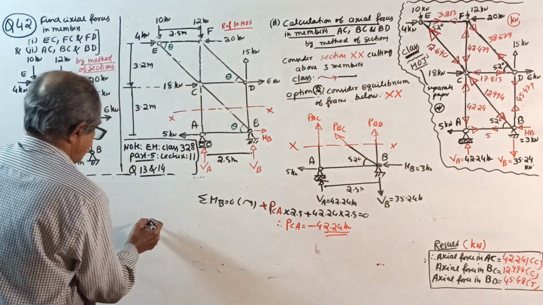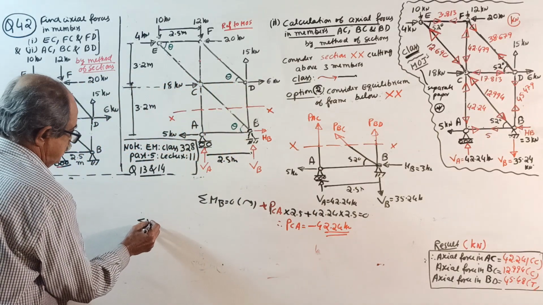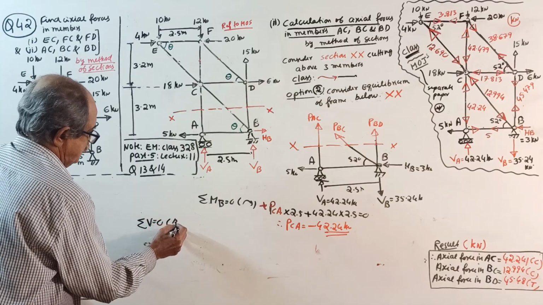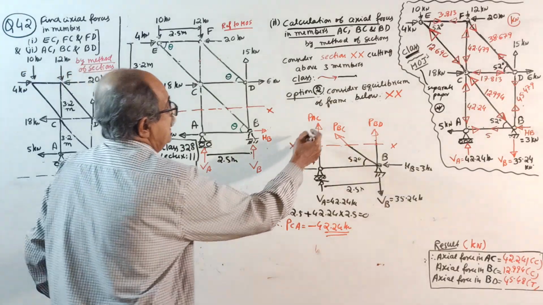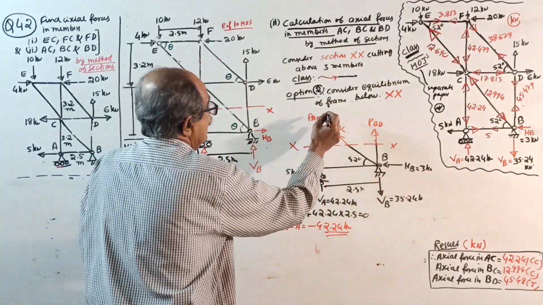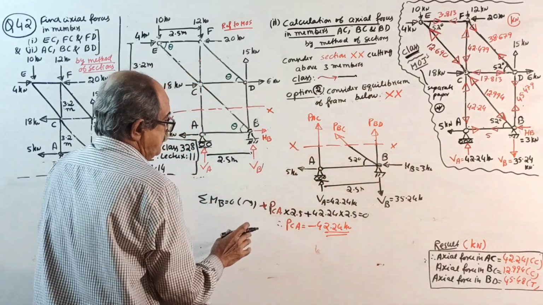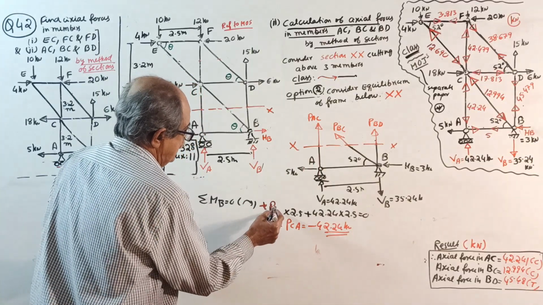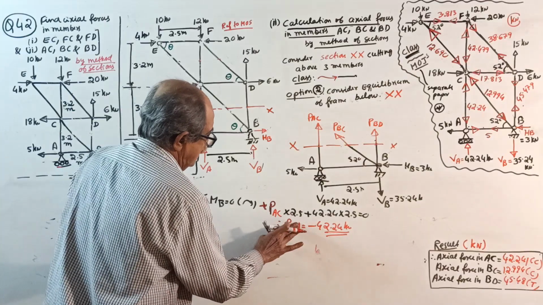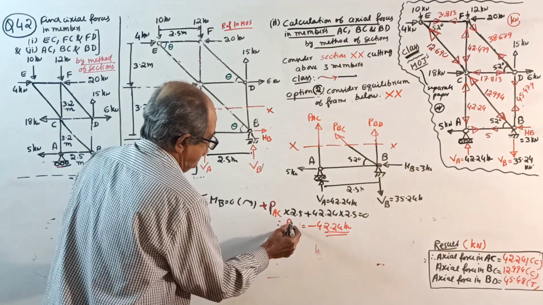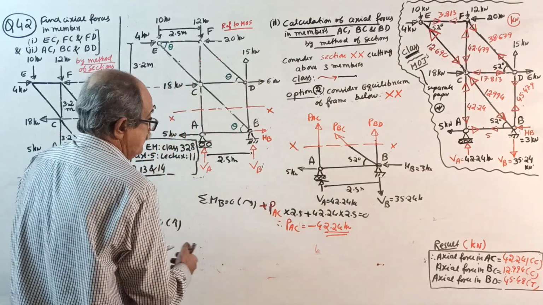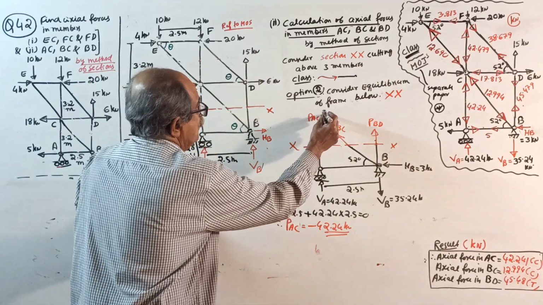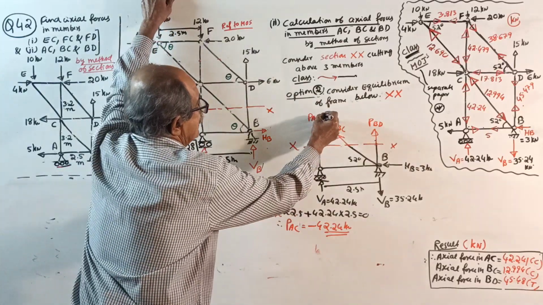Then sigma V equal to 0, take upward positive. PCA, which one? This is P, not PCA, PAC. Okay, print mistake, PAC. Both are same, but still technically wrong. Okay, PAC. Now, sigma V equal to 0. PAC already known. Okay, right, black color, tick mark, known.